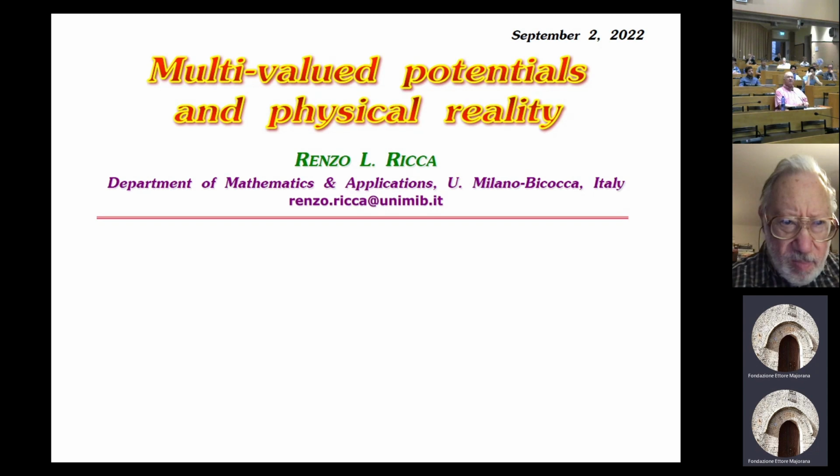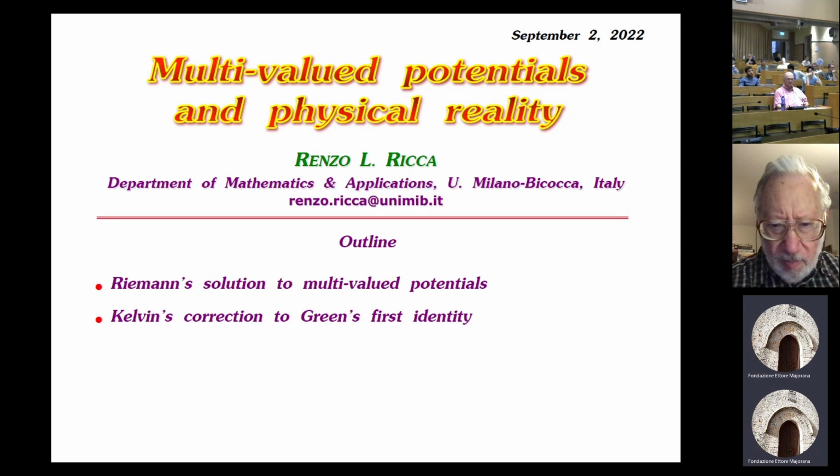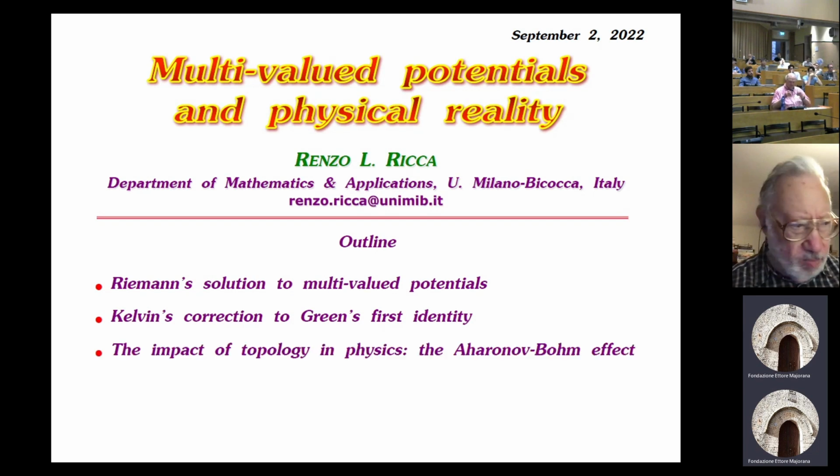Okay, so the talk starts like this. I start from scratch. So Riemann's paper, 1857, solution to multivalued potentials, actually was part of his thesis on holomorphic functions. And Kelvin's correction to Green's first identity is actually what I want to stress.